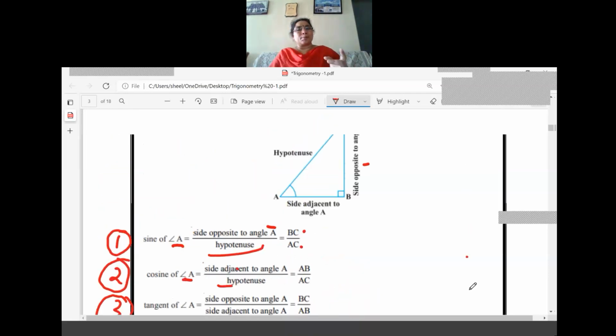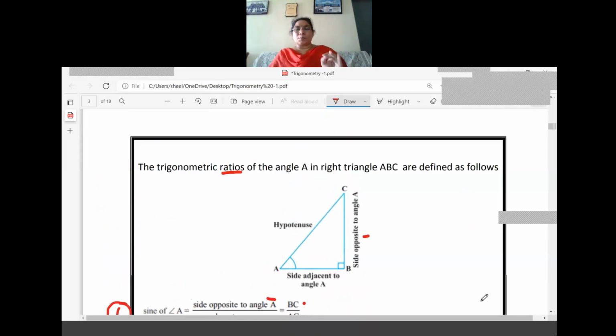So I'll go back from the beginning. First, what is the concept? We must have a right triangle. Right triangle we must know, and then we must know the three names. One is the right angle, and opposite to the right angle is the hypotenuse. After that, the adjacent side as well as the opposite side. If you are sure of these three names, then with respect to these three we are going to learn the trigonometric ratios. The first ratio is opposite by hypotenuse.